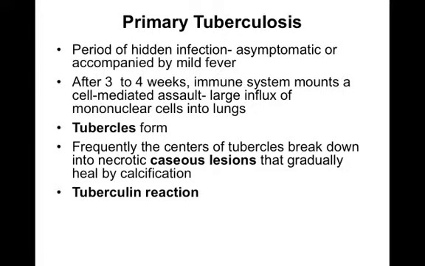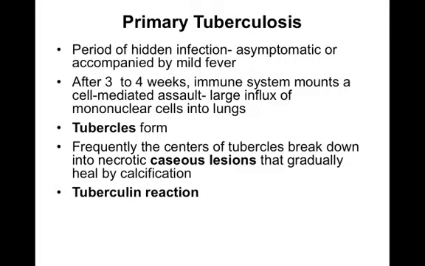But in 5 to 10% of the people who become infected, they go from this stage to about this 3 to 4 week period where the immune system mounts a cell-mediated assault, a large influx of mononuclear cells into the lungs. So essentially, you have these macrophages that are infected with the Mycobacterium tuberculosis, and then these mononuclear cells form a wall of cells surrounding them because they're too large to phagocytose. And they're too large to phagocytose because they are the largest phagocytosing cell. So there's nothing else to come around and phagocytose them.